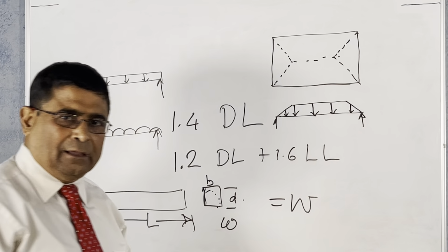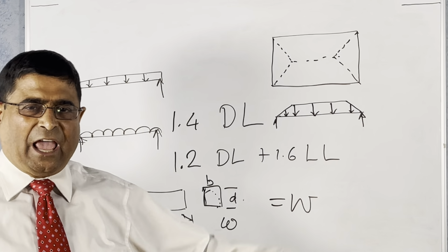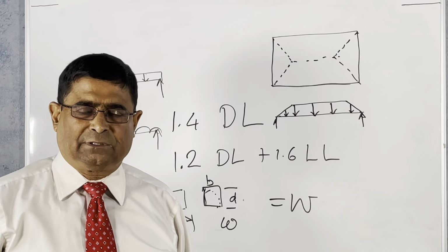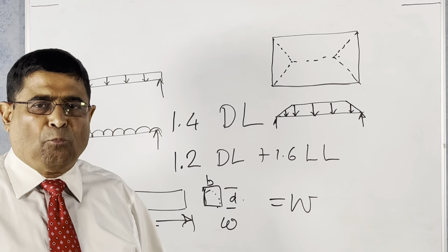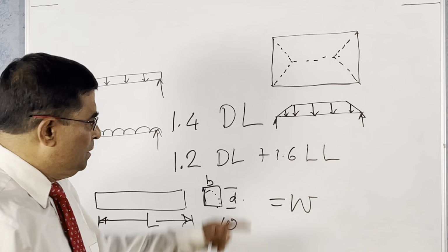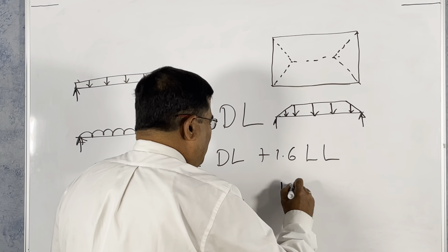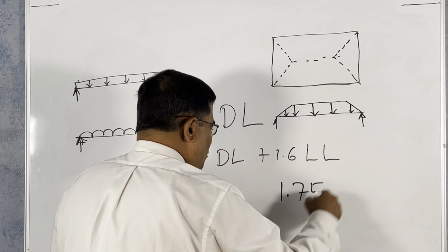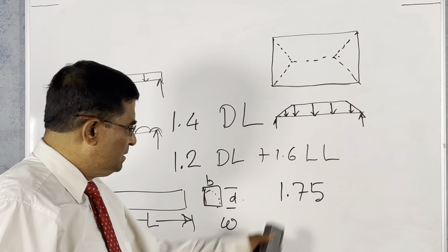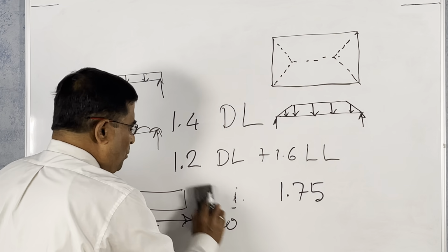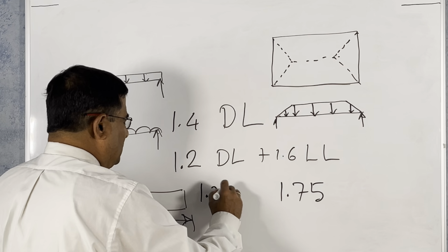So in bridges it is worse. Sometimes the heavy trucks come with 4-wheeler, 6-wheeler, 7-wheeler, 14-wheeler. They put more loads on the bridge. So in bridges, this live load factor is 1.75. More uncertain. This is in the United States. This is the case. And for bridges, this is 1.25 for dead load.